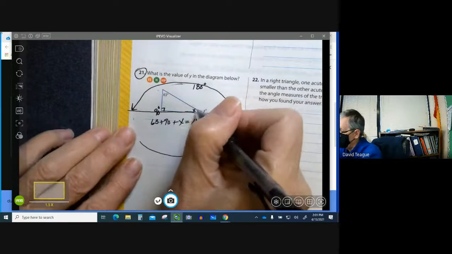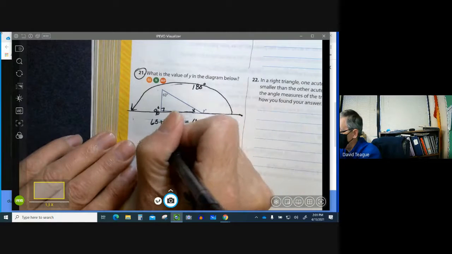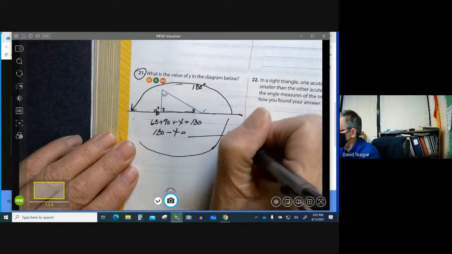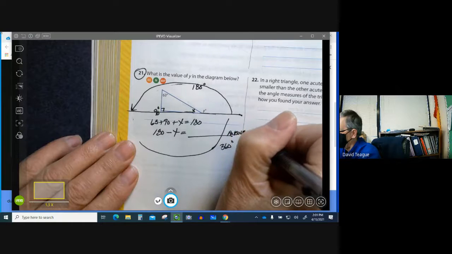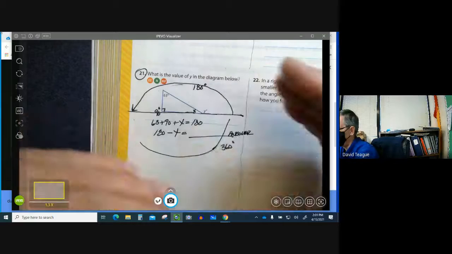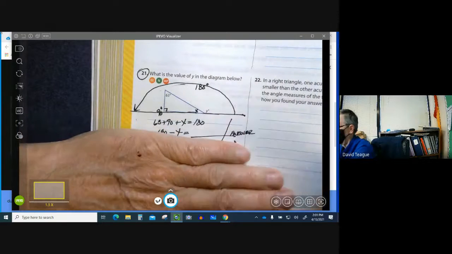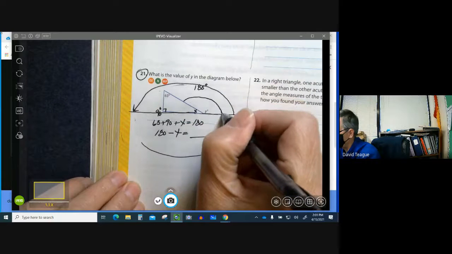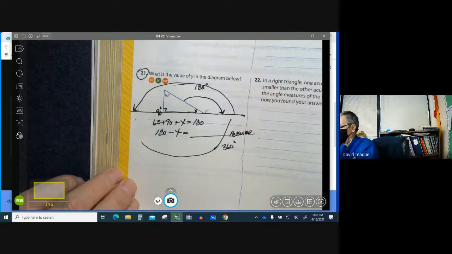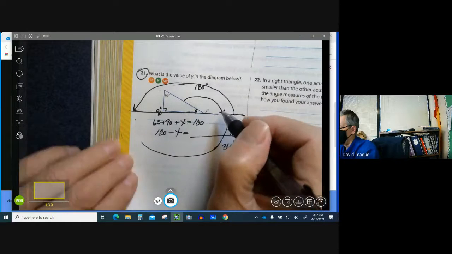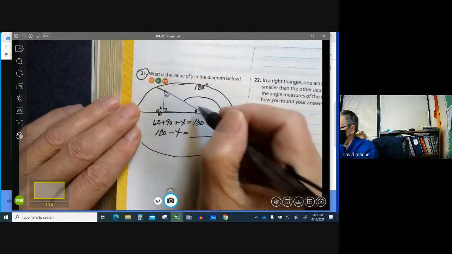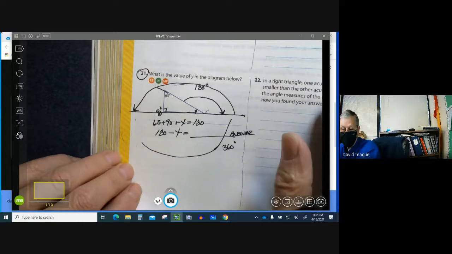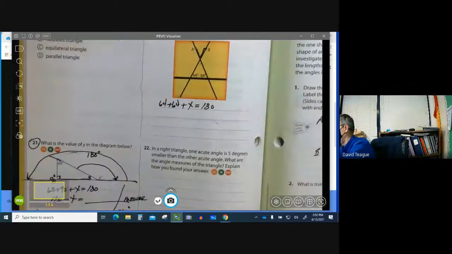So when you find x, you're going to take 180 minus x, and that's going to be your answer. Because really all that is a half a circle. And that'll give you this distance. Once you find this out, you'll subtract it from 180, right? That's here. You'll find out what this distance is. Okay, that's 21. Now we're going to go to page 700.